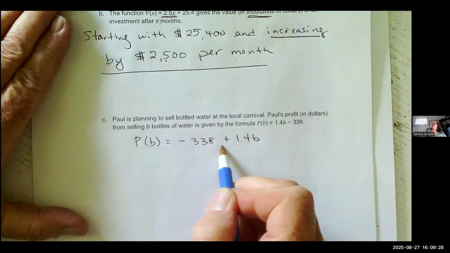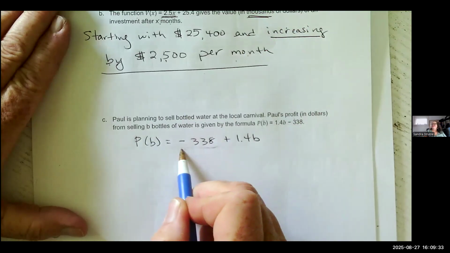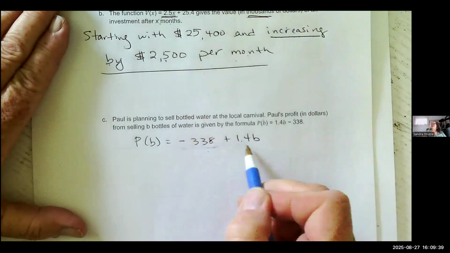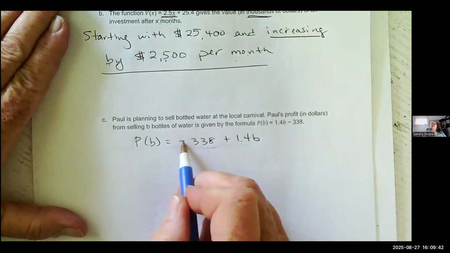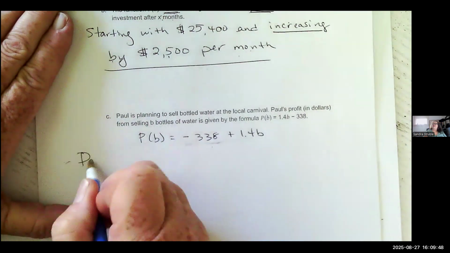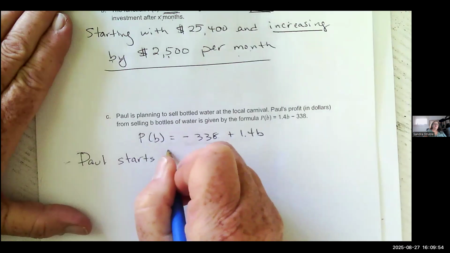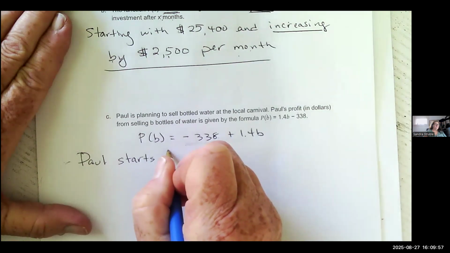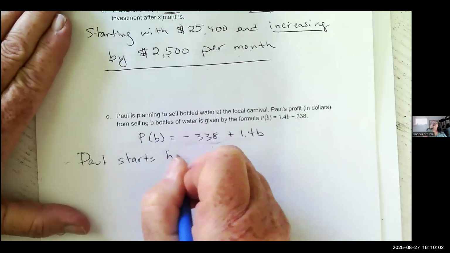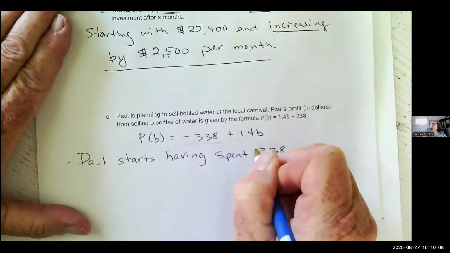So this negative here tells me that Paul has spent some money to buy water or advertising or something because he's at negative 338. This is not the part that I'm asking you to do. It's this part, but you need to understand that Paul is now in the negative. He's in the arrears by $338. So Paul starts, how can I say this? He starts having spent $338. That's explaining the initial value.